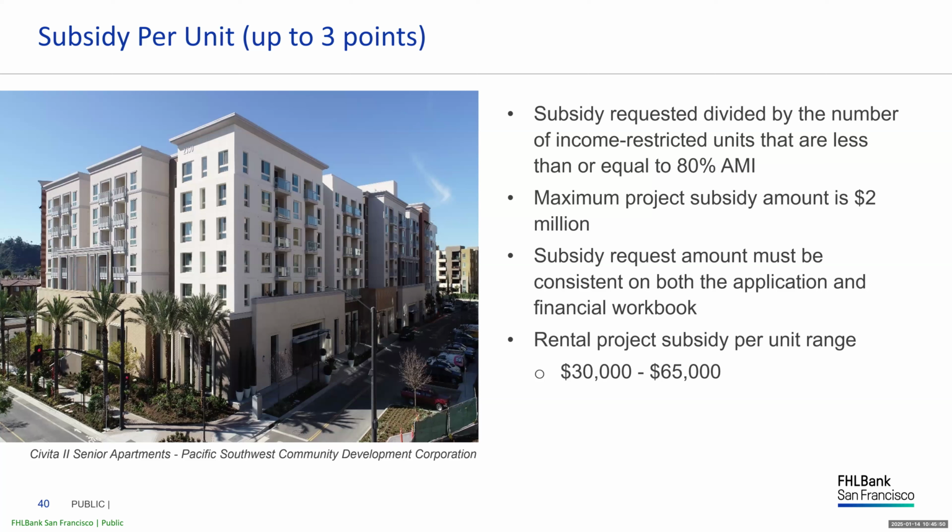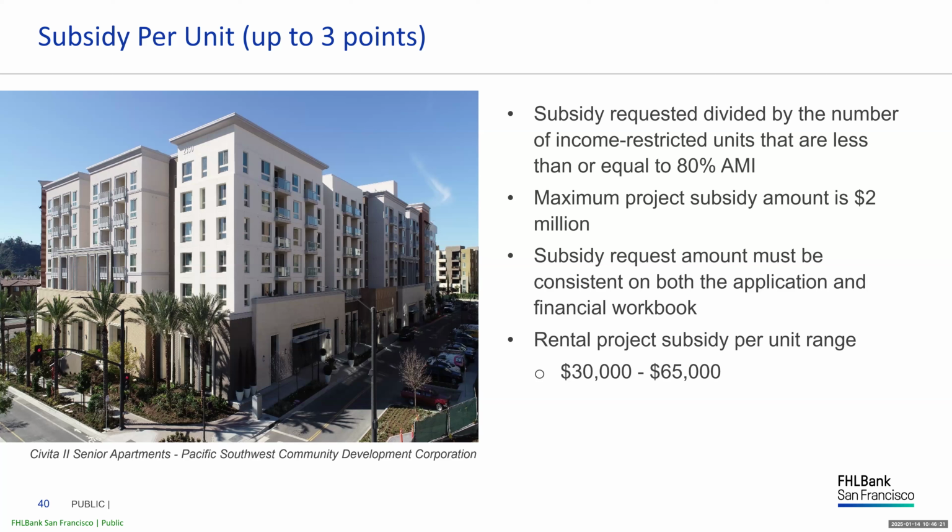The subsidy per unit category has been reduced by 2 points and is now worth 3 points. In our AHP, there isn't a maximum subsidy per unit, but keep in mind each project may request up to a maximum of $2 million. But since this is a competition, you get more points the less subsidy per unit you request. Basically, the score is calculated by taking the amount of subsidy requested divided by the number of income restricted units, those that are restricted to households earning at or below 80% of AMI.